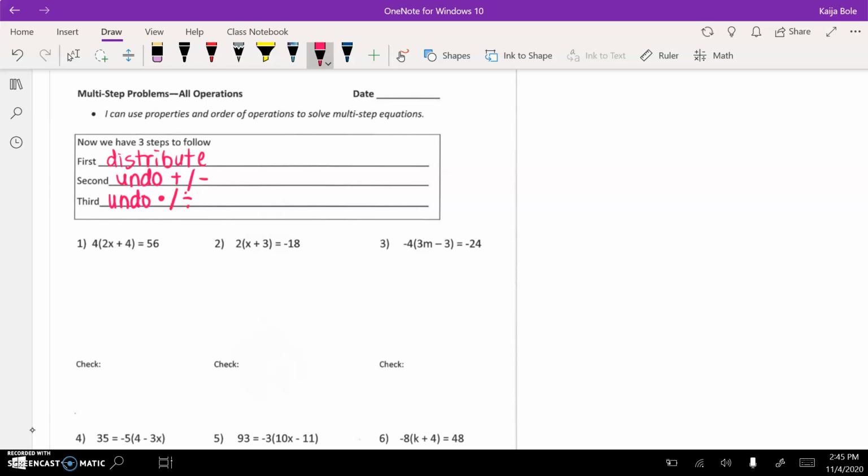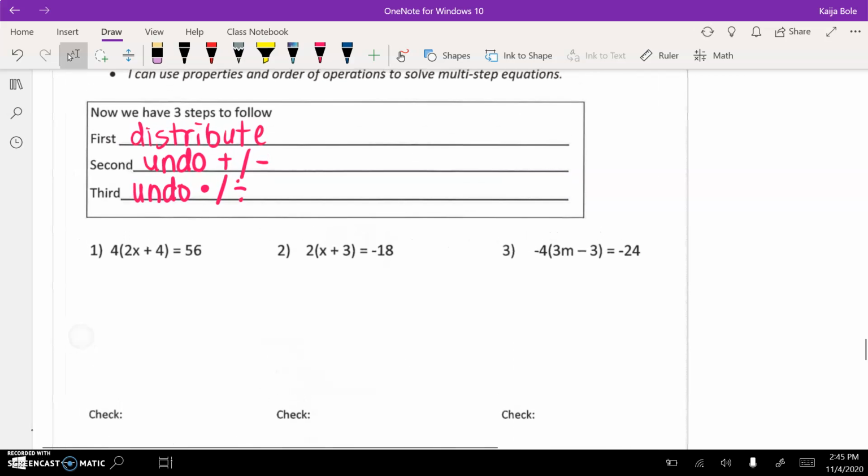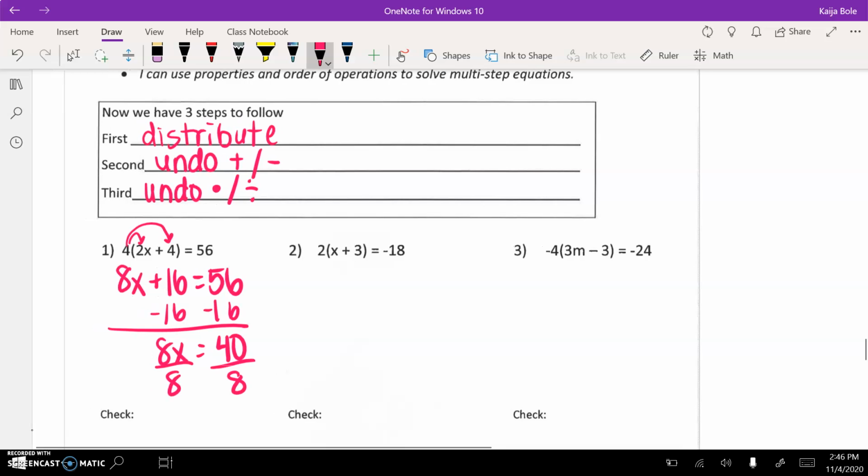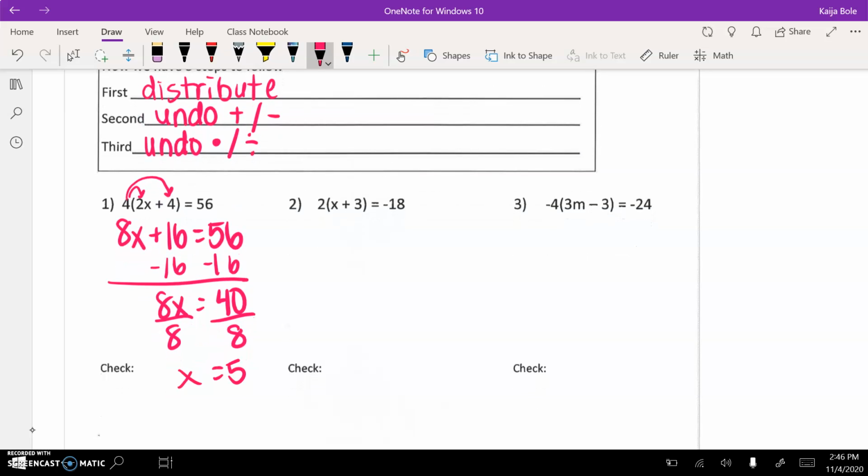Okay. So if I look at number 1 here, 4 times the quantity 2x plus 4 equals 56. So I distribute the 4 to both places. So 4 times 2x is 8x, plus 4 times 4 is 16 equals 56. So now this is like we did yesterday. So I subtract 16 from both sides. So I get 8x equals 40. And then I would divide both sides by 8. So I would get x equals 5. And I'm going to skip the checks for now.